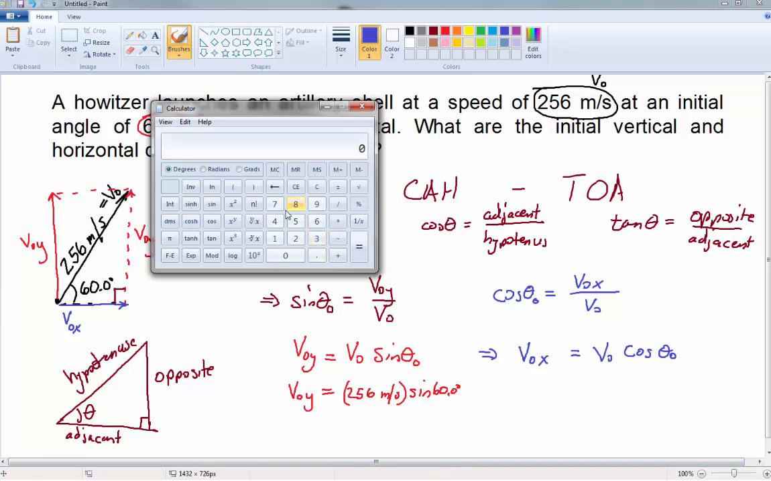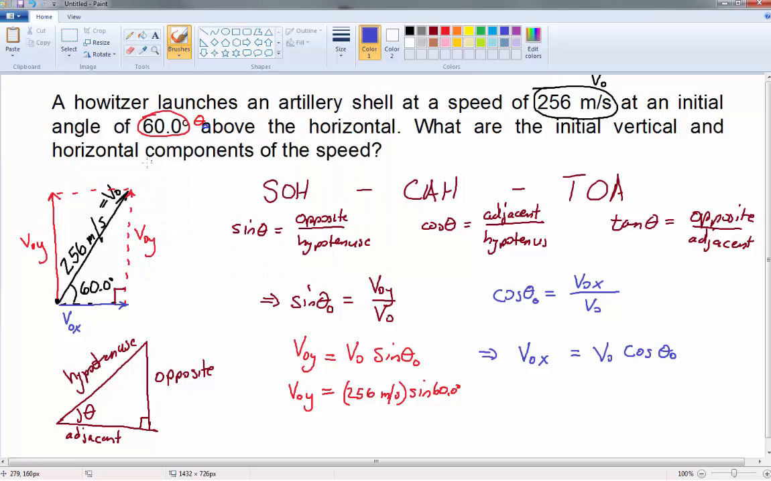And the way that you put this into the calculator that I'm using is you put in 256 times, and in order to do sines on these calculators on the computer, you basically enter the angle that you want to take the sine of, and then you push sine. And so we get 221.7 meters per second. Since we had three significant figures to work with, that basically means that the initial speed in the y direction, v0y, is about 222 meters per second. In other words, we got to round off to three significant figures.